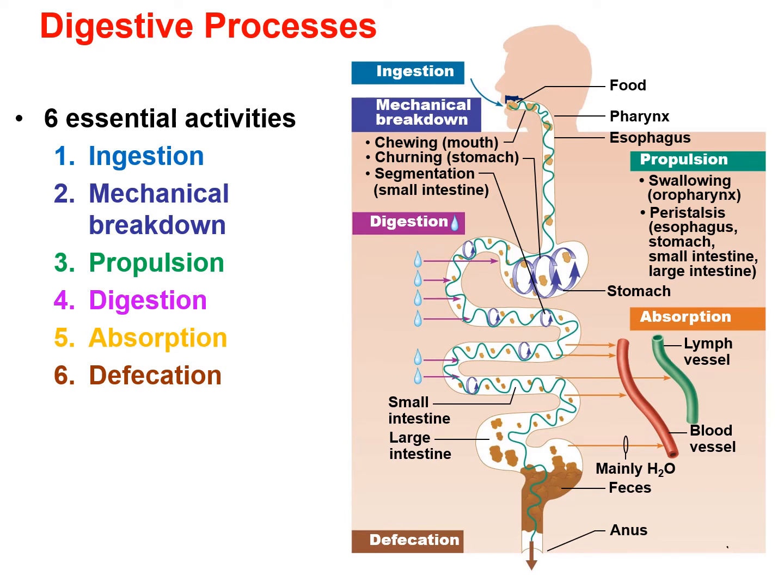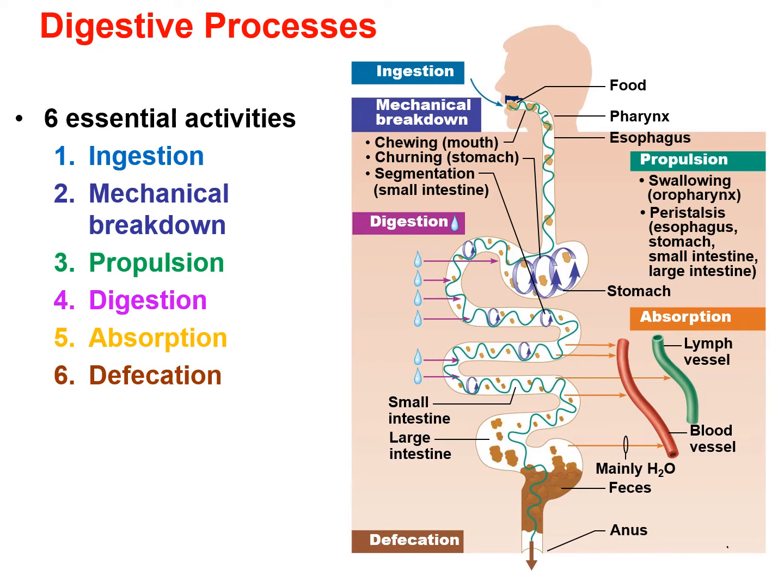So kind of in the orangey color, they're showing you absorption. And absorption is going to involve absorbing nutrients from the gastrointestinal tract to your bloodstream, but it's also going to be involving absorbing water, vitamins, and minerals. If you look at the small intestine portion on this figure, you can see that a lot of absorption is occurring at the end of the small intestine, but it's also occurring in the large intestine.